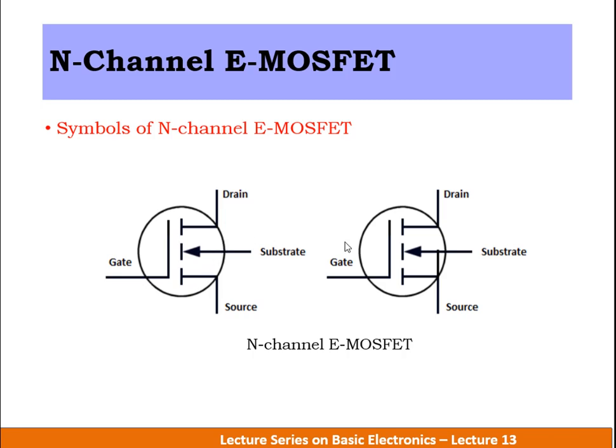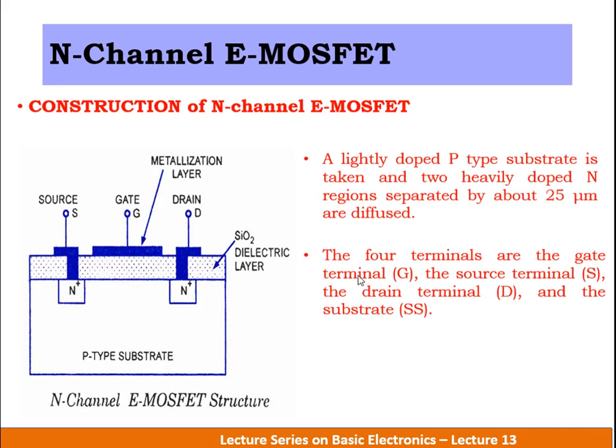An alternative symbol can also be used, wherein we have a short connection, that is, substrate and source are connected. Any one of these two symbols can be used for representing an N-channel eMOSFET. Now let us discuss the construction of an N-channel eMOSFET. We know that there are four terminals: source, gate, drain as well as substrate.